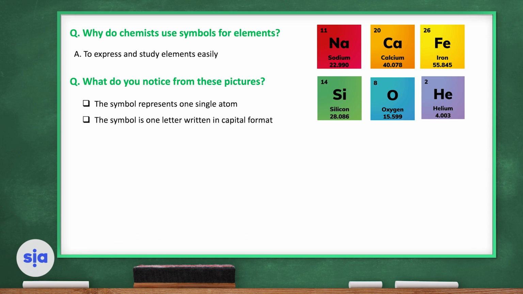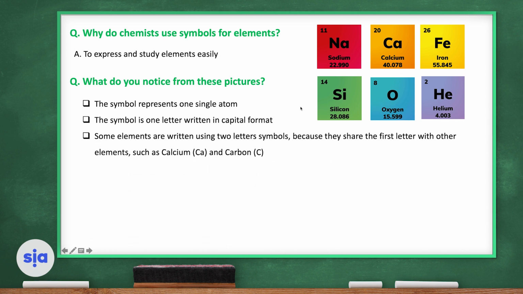The symbol is one letter written in capital format. So if it is one letter, it's written in capital. If they are written using two-letter symbols, the first one will be capital and the other one will be small.